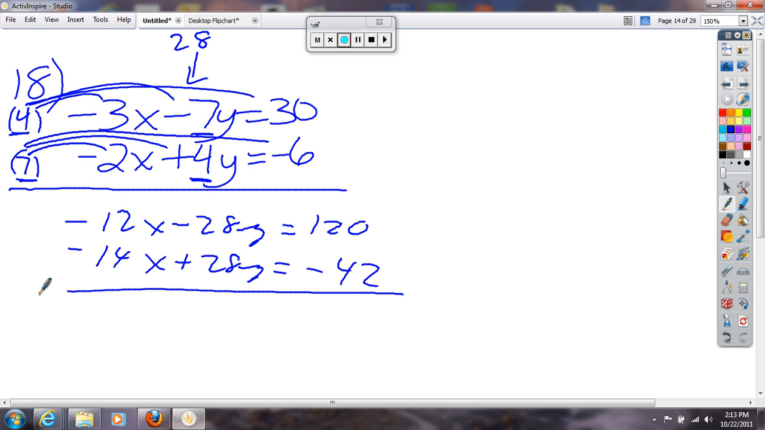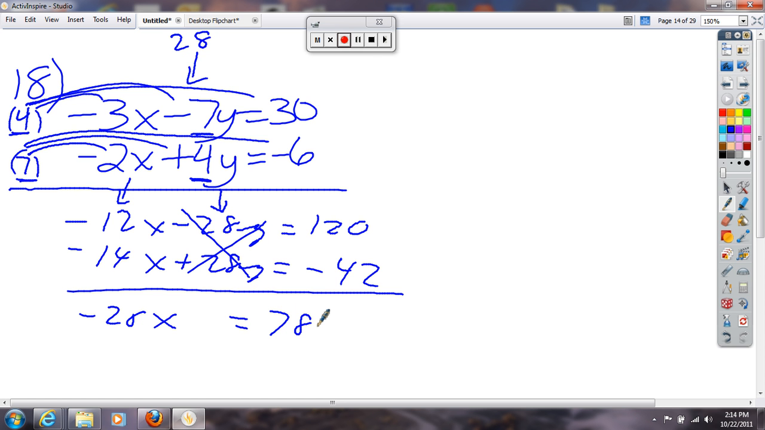Draw my line. And on the y's, the numbers are the same, and the signs are different. So they cancel. If they cancel, I can add. When I add this one, what's a negative 12 and a negative 14? Negative 26x. Y's are gone. Equals 120 minus 42 is 78.